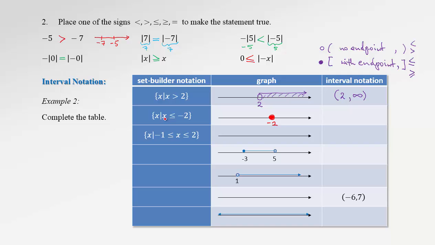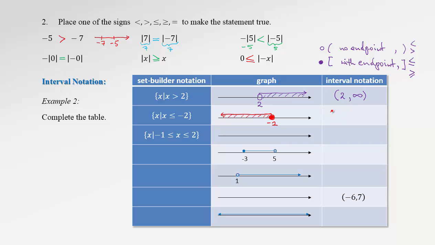Filled-in circle that represents number -2. And then we're talking about all numbers that are smaller or equal than -2. So it goes to the left. Smaller numbers are going to the left, larger to the right. So that's our set. Okay, when we produce interval notation, we start from the left. So we don't actually see the first point, but this is the negative infinity. So treat it like a point.